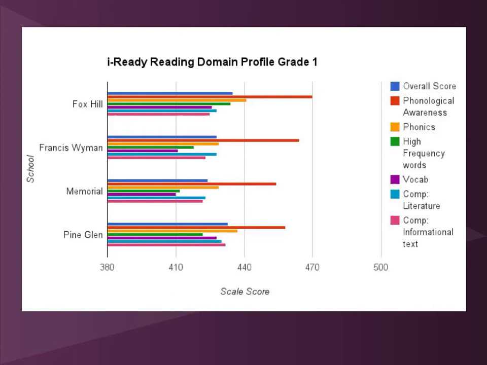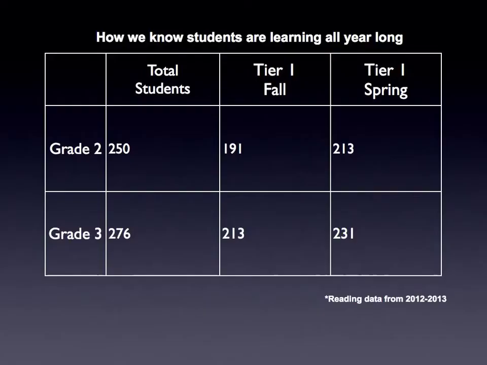And here's an example of a recent reading test that we gave all of our first graders at the beginning of this year. This chart shows how our teachers are able to use assessments and ensure that students are making progress throughout the year. At the beginning of last year in grade 2 and 3 across the district, we had 191 and 213 students respectively in Tier 1, which means they were reading at grade level. At the end of the year, we had 213 students and 231, as you can see, which is a jump of 22 and 18 students respectively.